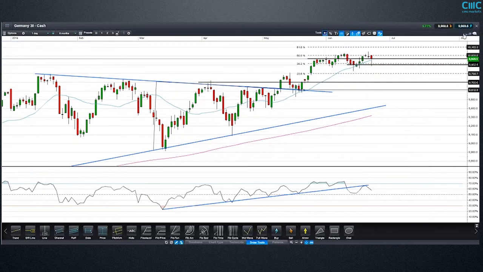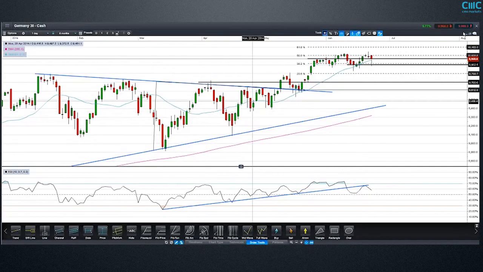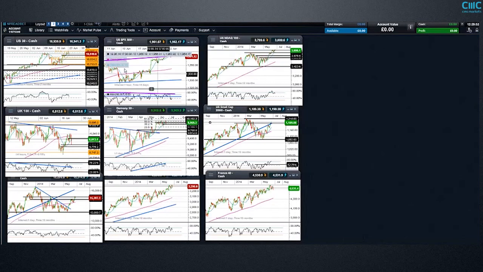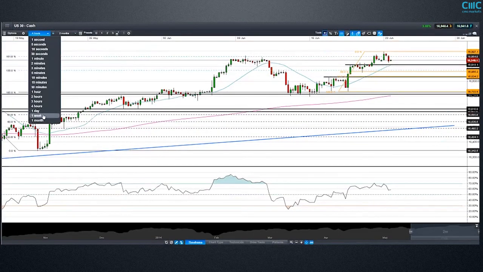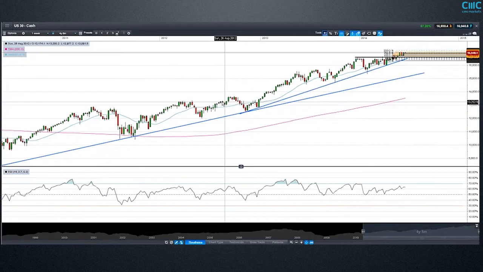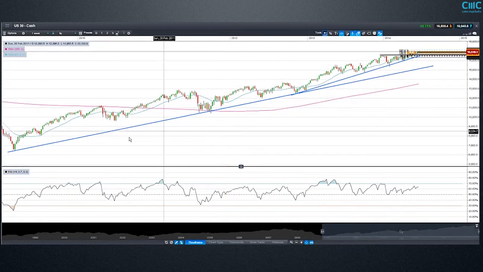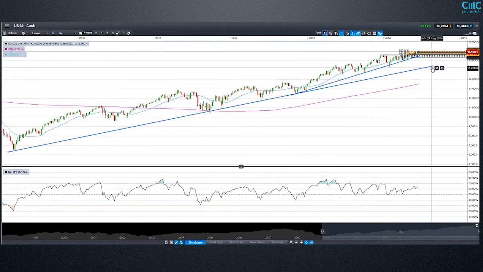Okie doke. Let's flip over to the US 30. There are two trend lines to bear in mind here. It's a pretty strongly rising market, as I think you'll all agree. And really, this bottom trend line is the main one we need to be concerned about.